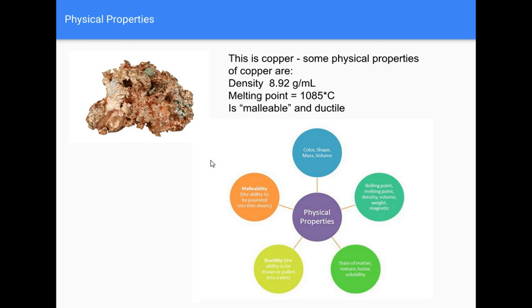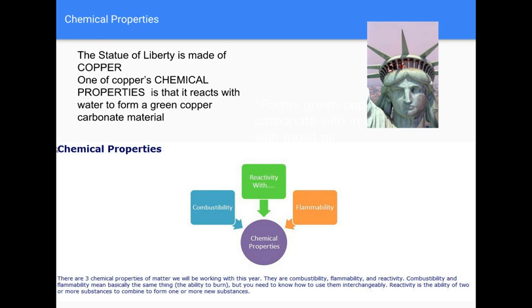So for example, a physical property of something like copper, this is a picture of copper, might be the density of copper, which is 8.92 grams per milliliter or grams per cubic centimeter. Its melting point is a super high 1085 degrees Celsius. And copper is malleable, which means it's bendable, and it's ductile, which means you can draw it into a wire.